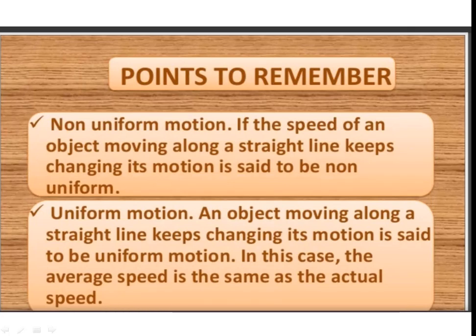Non-uniform motion. If the speed of an object moving along a straight line keeps changing, its motion is said to be non-uniform. Uniform motion. If an object moves along a straight line with constant speed, its motion is called uniform motion. In this case, the average speed is the same as the actual speed.